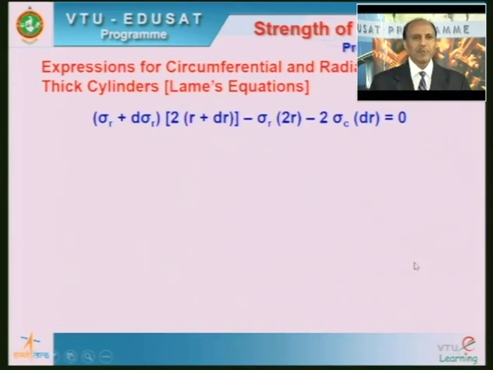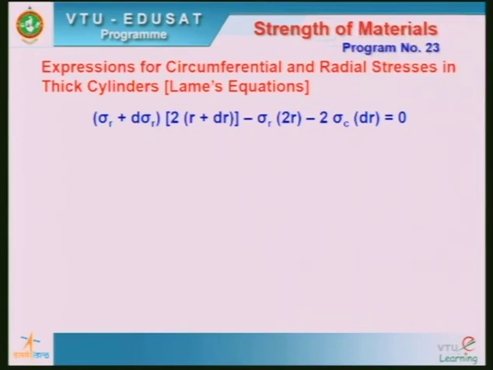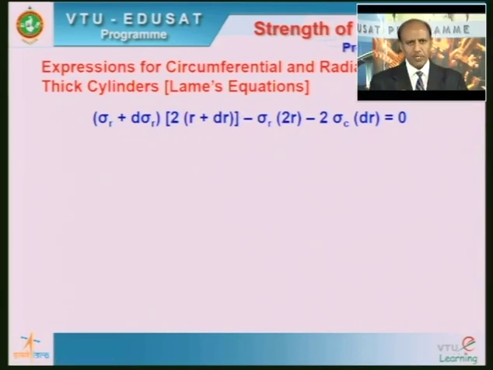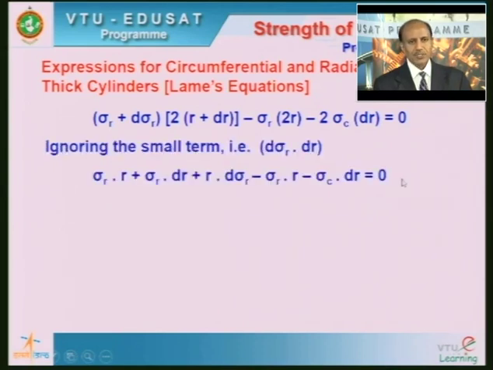So I'm just rewriting that particular equilibrium equation, and we are trying to simplify this. During the process of simplification, the first step is that the numerical value of 2 will cancel out, and then I expand, and during the expansion I get a term which is nothing but d sigma r into dr. I hope you know that when you multiply two small quantities, it becomes much smaller. So with that assumption, I ignore the term d sigma into dr, and then I simplify, and you get this particular equation.